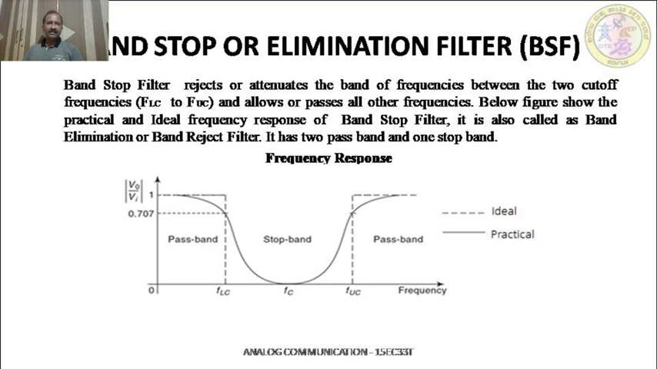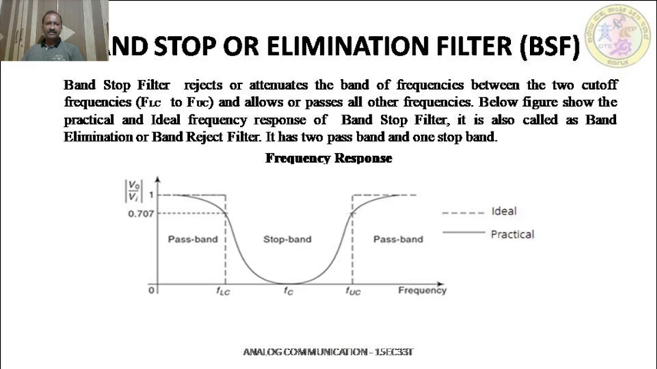A band stop filter, or band elimination filter, rejects or attenuates the band of frequencies between two cutoff frequencies FLC and FUC, and allows or passes all other frequencies. That type of filter you are going to call a band stop or band elimination filter. The figure below shows the practical and ideal frequency response of a band stop filter. This band stop filter is also called a band elimination filter or band reject filter. Sometimes you are going to call it a notch filter.